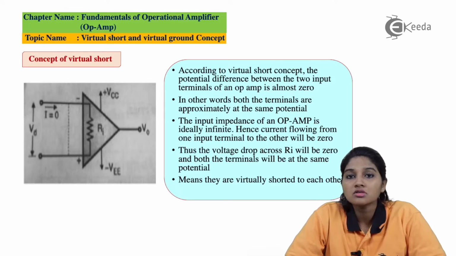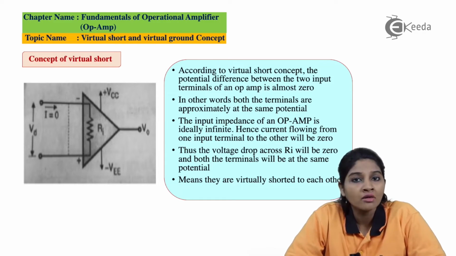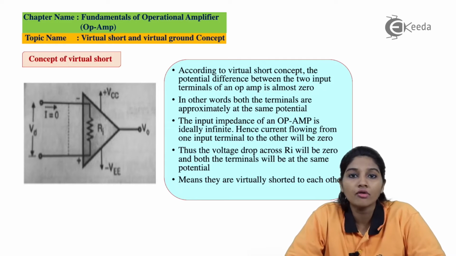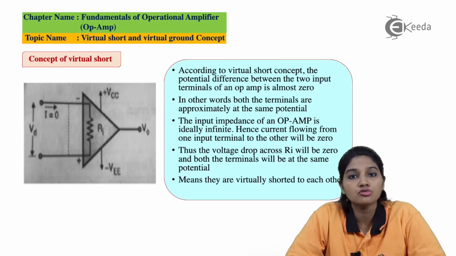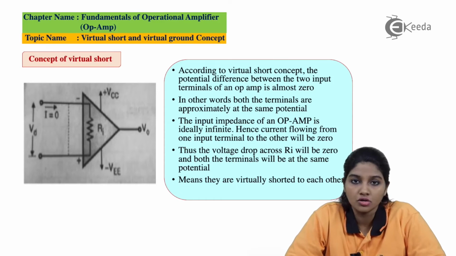That means if the input resistance of op-amp is infinite, then both the terminals will be at the same potential. This is called the virtual short concept. There is no actual physical connection between the two input terminals, but due to the infinite resistance and the infinite open loop gain, both the terminals of the op-amp are at the same potential, or we can say the potential difference between the two terminals becomes equal to 0. This concept is called the virtual short concept. So in short, when both the terminals are at the same potential, we can say that they are internally virtually shorted with respect to each other.